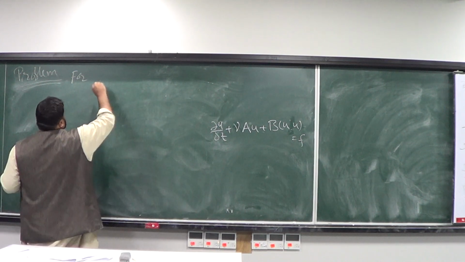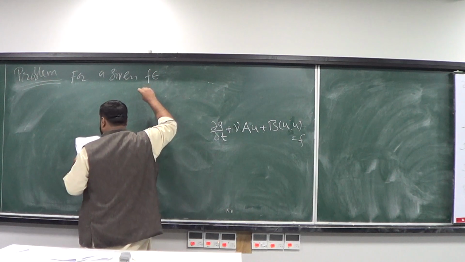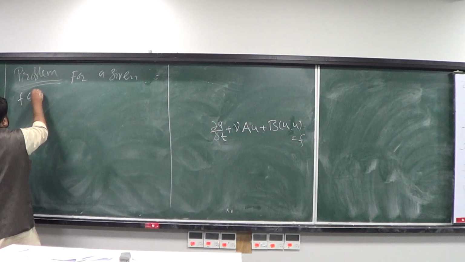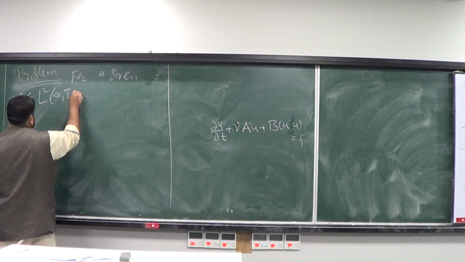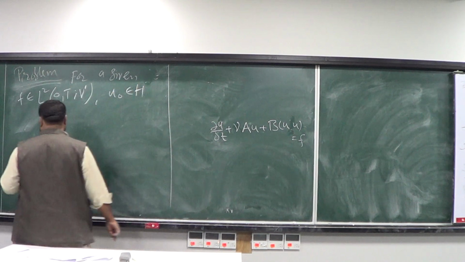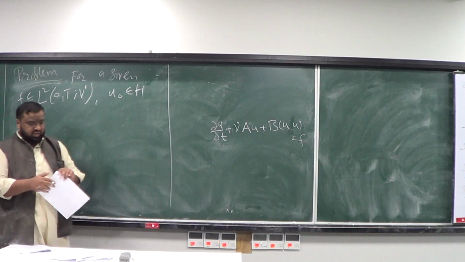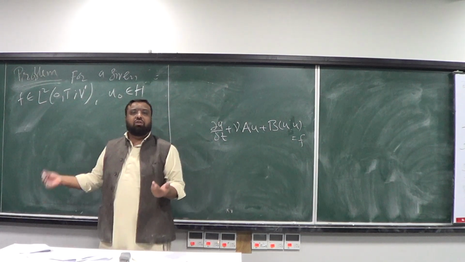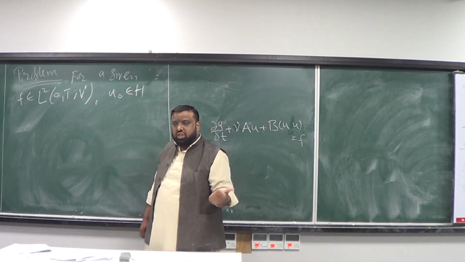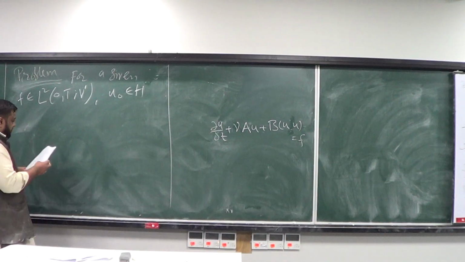The problem that we are interested in is that for a given f from L2 of 0 to T, V prime, and u naught from H. This formulation at the moment is generic, so it is not a domain dependent formulation. It is in general, so your domain could be periodic, your domain could be the full space, your domain could be a bounded subset of R^n. So we have u naught in H.